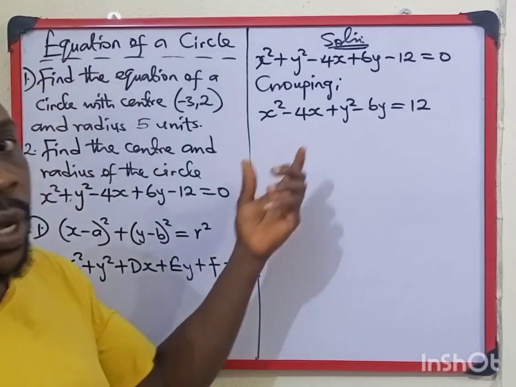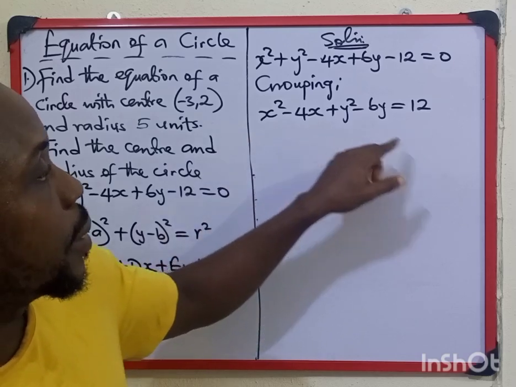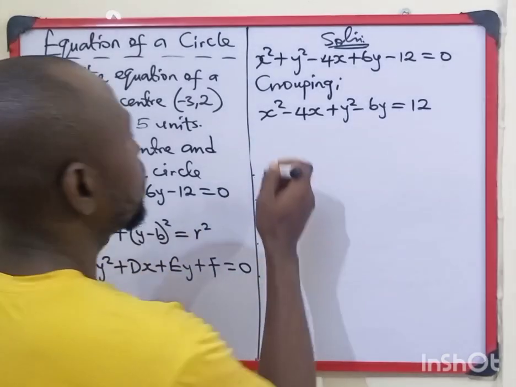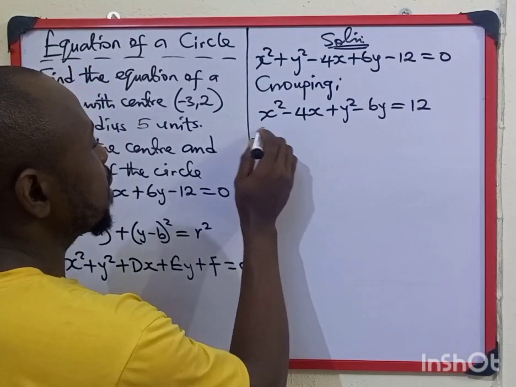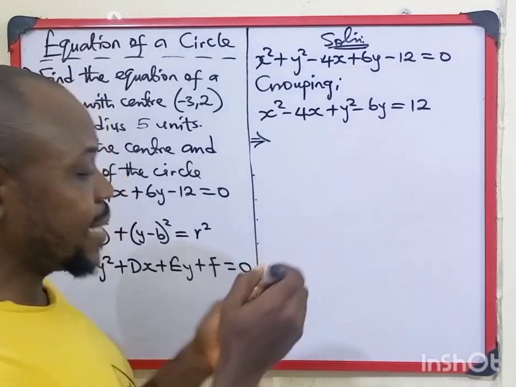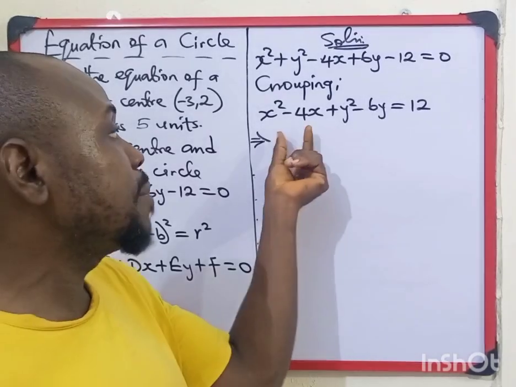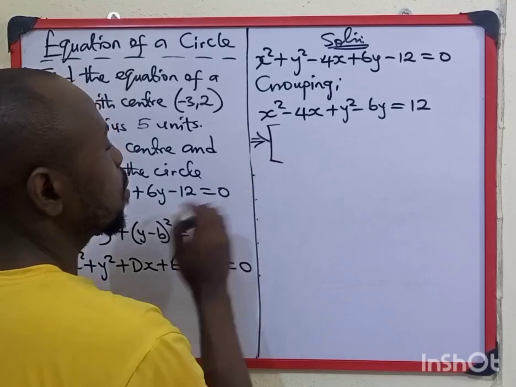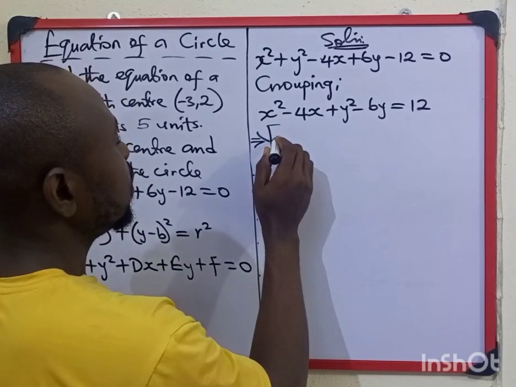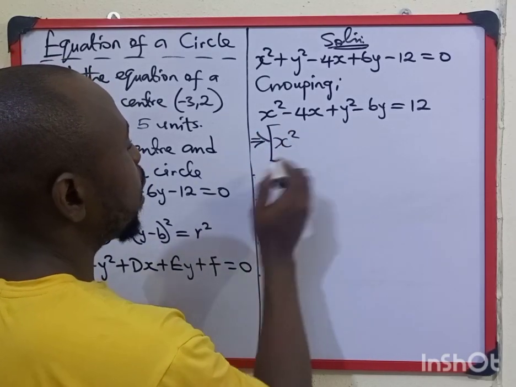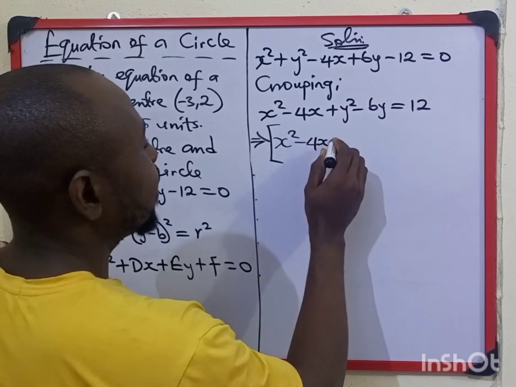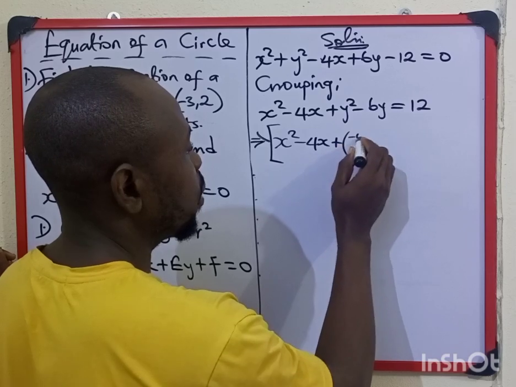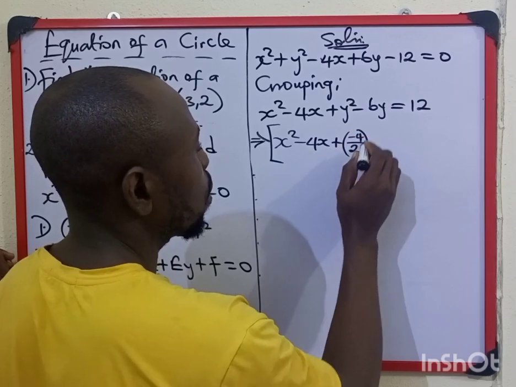Okay, so having done this, the next thing is the completing the square method. We're going to apply it in both x and y at the same time. Let me use a square bracket to differentiate the two. For x, I'll have x squared minus 4x, then plus half of 4 squared. That is completing the square, so that is minus 4 all over 2 all squared.